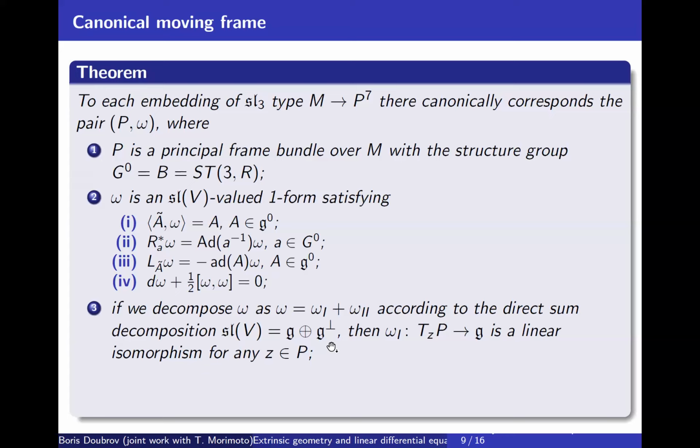Most importantly, our Cartan form exists, which is an sl-valued one-form. Is it a typo, B equals ST or SL? What is ST? It's ST, yes. ST is the upper triangular matrices with determinant one. So it's special triangular 3x3 matrices. Special triangular, okay, thank you.